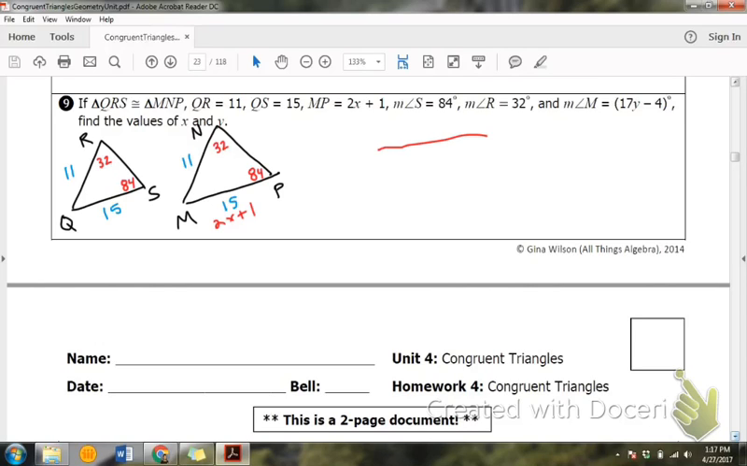And measure of angle M is 17y minus 4. So we really set ourselves up for success by asking ourselves each time, what else is this? What else is this? So that it doesn't look like random things in the triangles. So how are we going to find x? What did we say to find x, Kyle? Okay, 2x plus 1 equals 15. Perfect. 2x plus 1 equals 15.